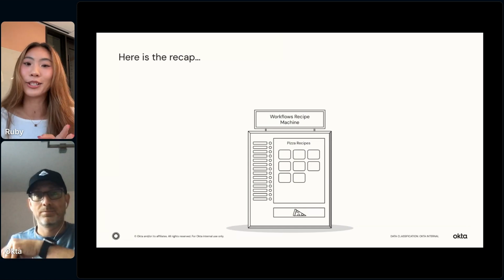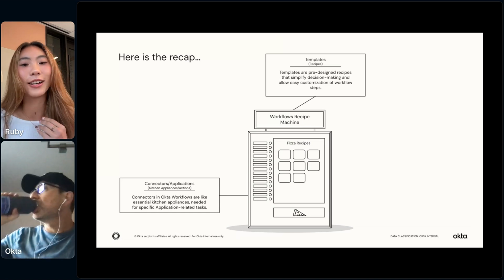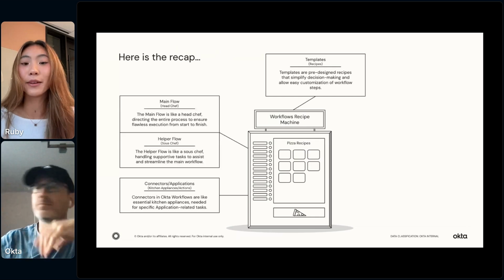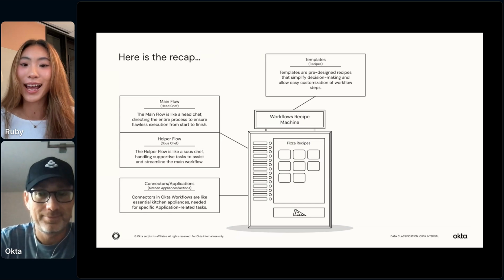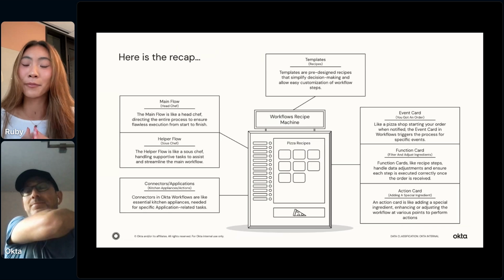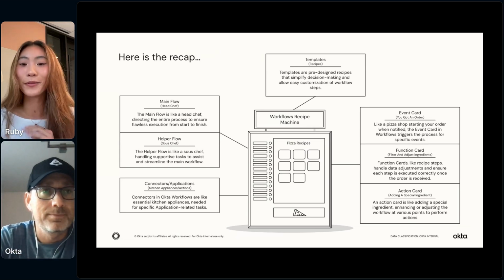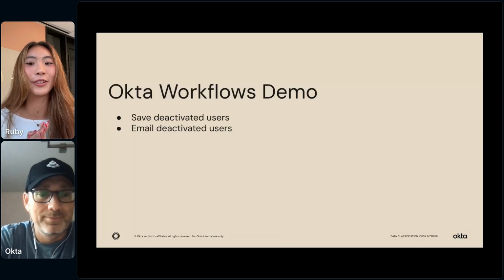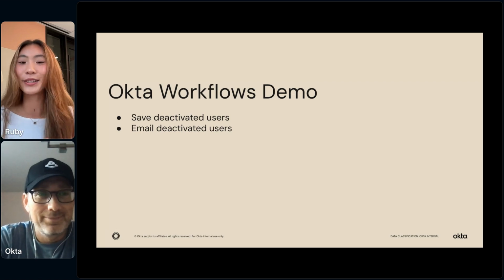So to recap, templates are like recipes, simplifying workflows for common tasks. Connectors and applications are similar to kitchen appliances, enabling integration with third-party apps. The main flow and helper flow are like the head chef and sous chef that oversee the entire process and handle supportive tasks. And finally, event, function, and action cards are the steps within the main and helper flow that initiate, adjust, and execute the final outcome. Hopefully that is simple enough for you to remember. Now we'll cover the basic features of workflows through action and through our live demo, and I'll hand it over to Max to guide us through it.